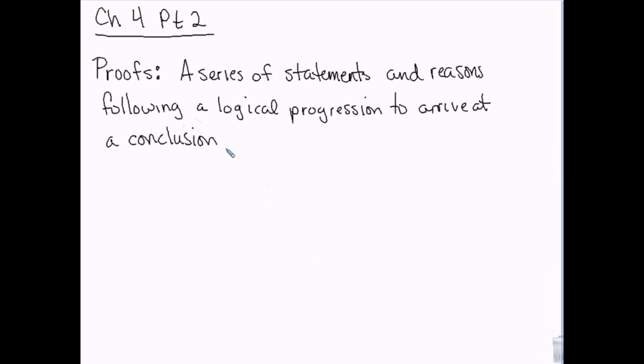Okay, so a proof is a series of statements and reasons that follow a logical progression to get us to a conclusion. And it has to be a logical progression. I can't prove the sky is blue by saying, given clouds are white, given there is a sky, the sky is blue because I said so. That's not logical, right? And I'm sure you've all experienced when your parents said, because I said so, and you went, that doesn't make any sense. But we have to follow logical progression.